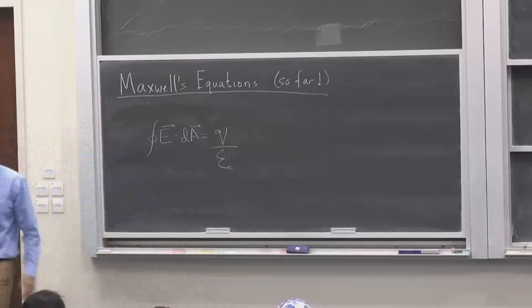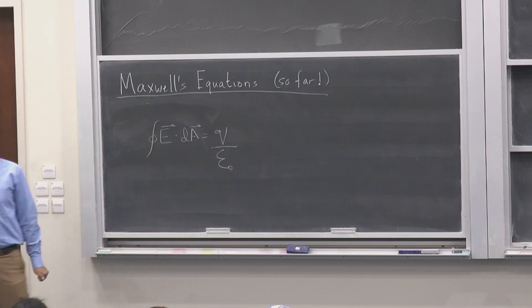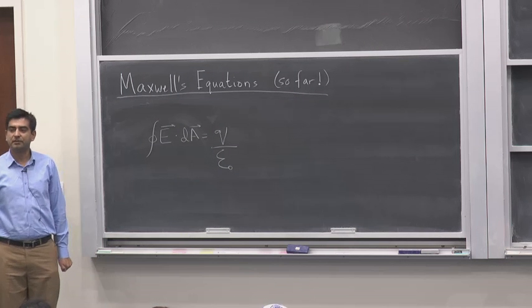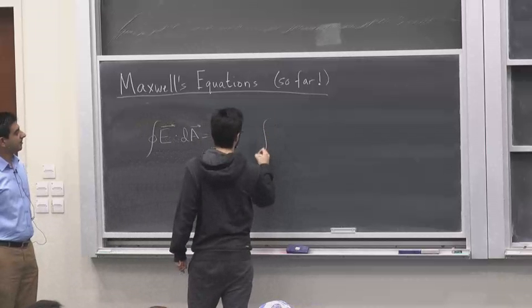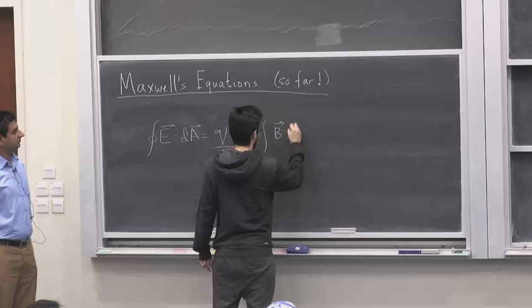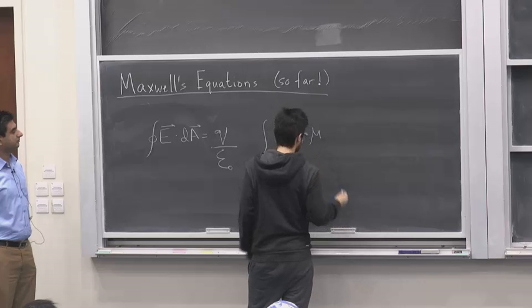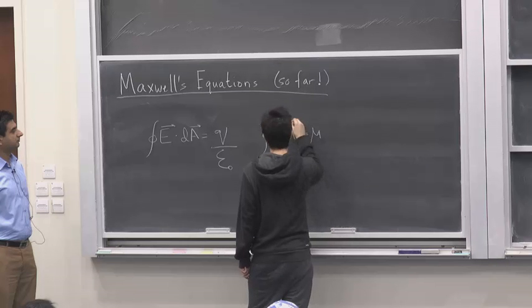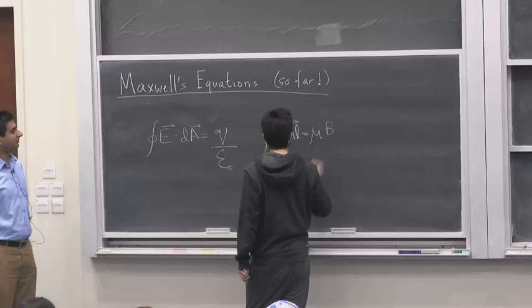Could you come to the blackboard, please, and write the second one, another one here. If I replace this electric field with the magnetic field, what happens? That's not possible.